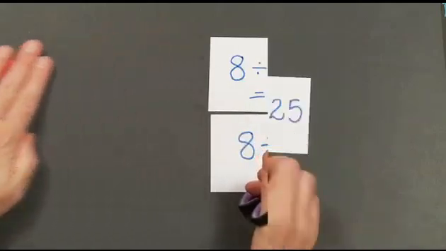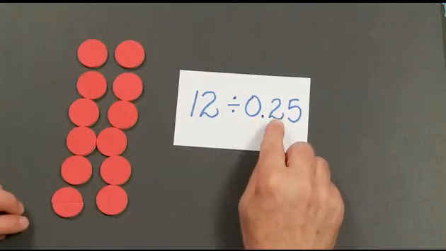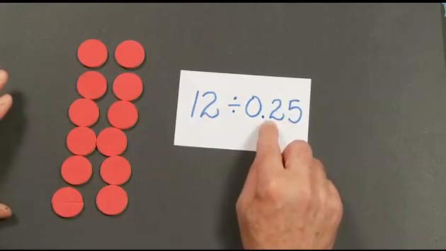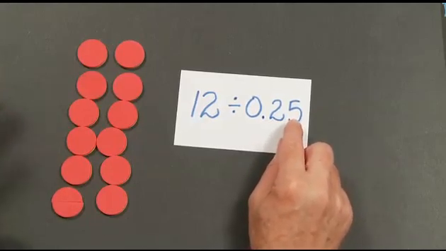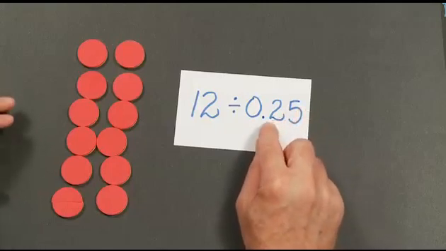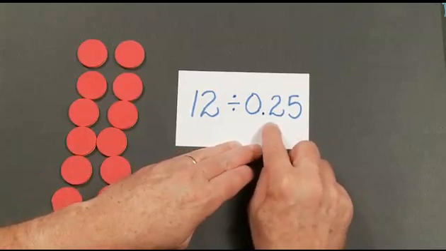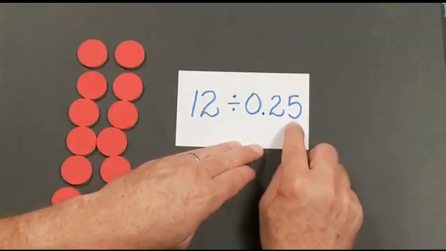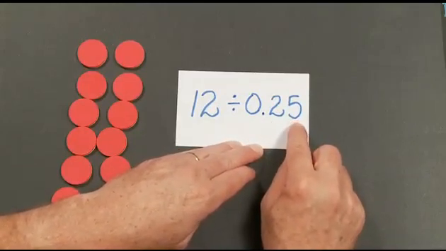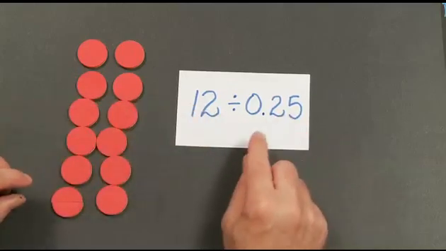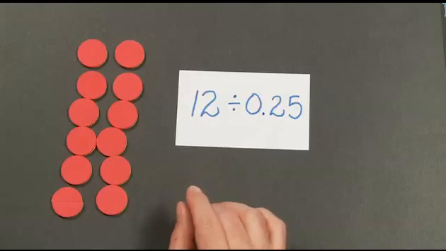Let's take another one. It says, how many 0.25? Now, you can think about this in terms of money. We know that 25 cents is the same as a quarter. That's one of those equivalent fractions that 25 hundredths is how we'd read that if we were reading this decimal as a fraction. 25 hundredths is equivalent to 1/4. So how many quarters can we make out of 12?